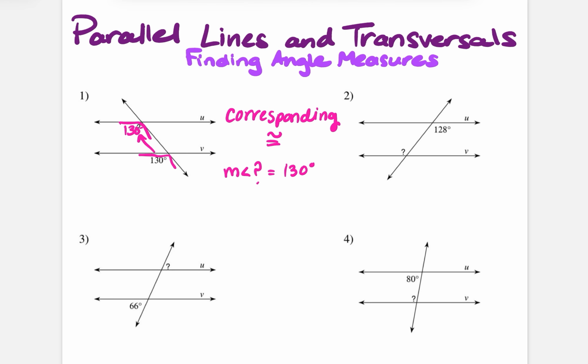Number two, the question mark is on the left of the transversal. The 128 is on the right. Those are alternating sides over the transversal, and they're both on the inside of their respective parallel line. So these are alternate interior angles. And we want those to be congruent as well, so the measure of the question mark here is 128 degrees.